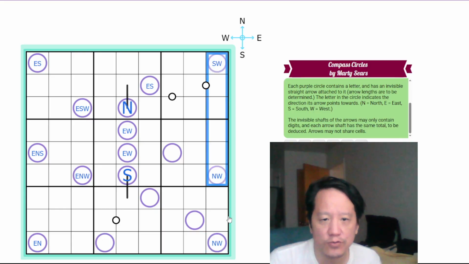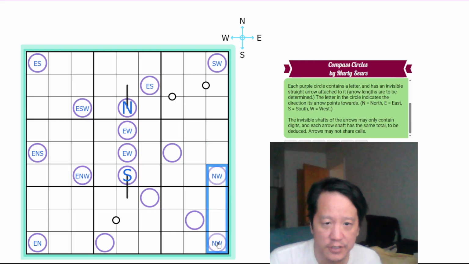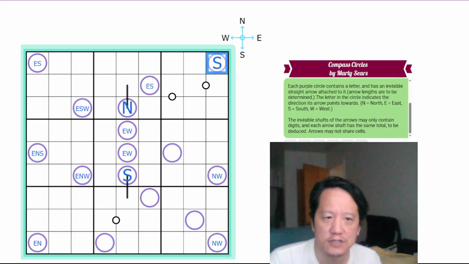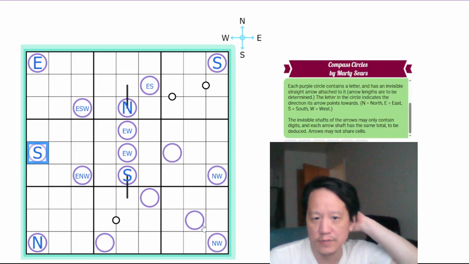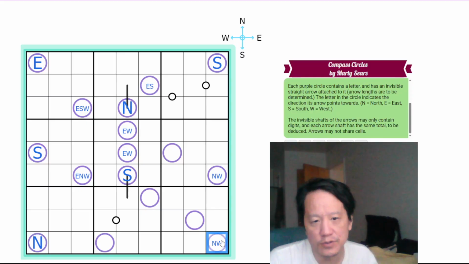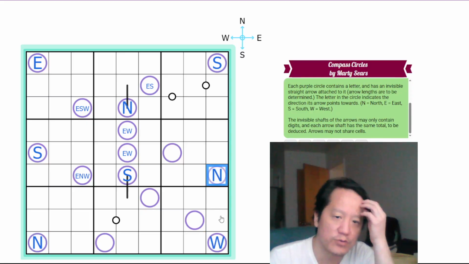This can go north and west. So we have a north-west, north-west combination here in column 9, which eliminates north and west. So this is south, which means this can't be south. That's east. This can't be east. This is north. This can't be east or north. It's south. Interesting. This north eliminates north here, so it's west, which makes that north.